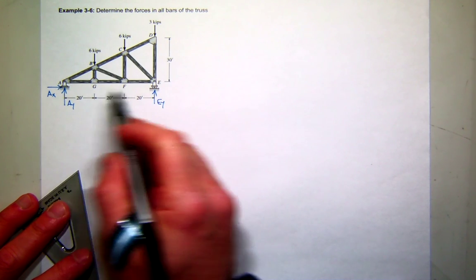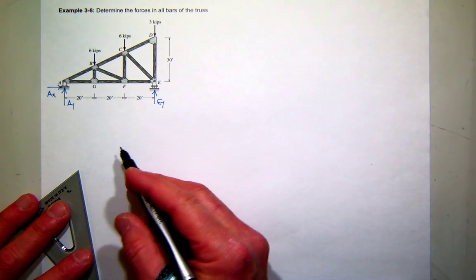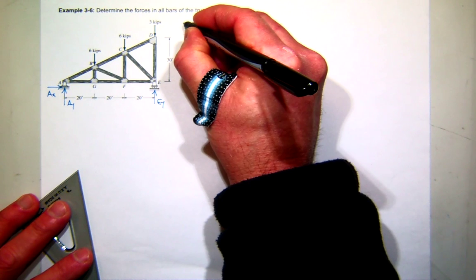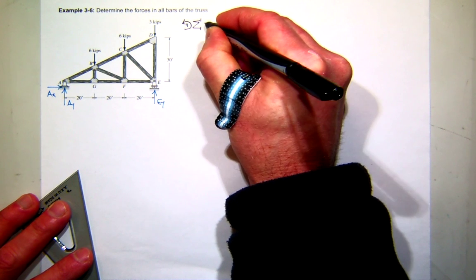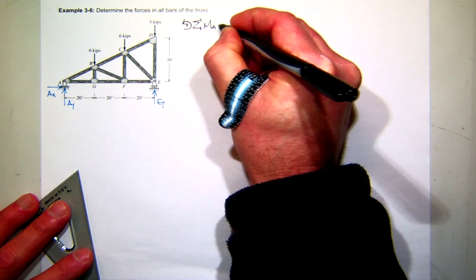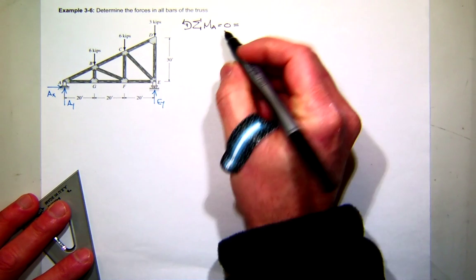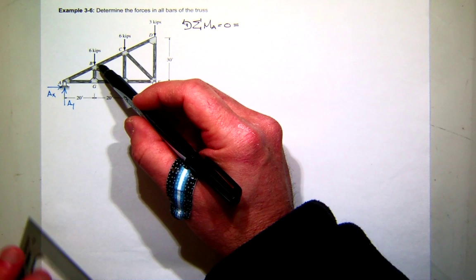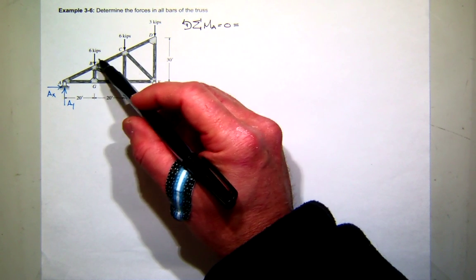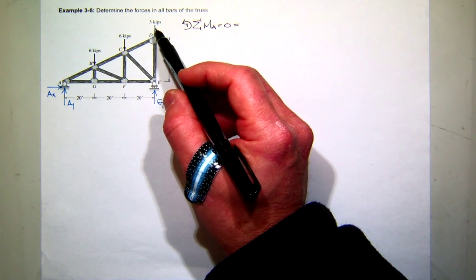So a good place to start is to sum moments about either A or E. I'll do A. So right-hand rule for my sign convention of my moments, and I'll sum all of those at A and make sure they're in equilibrium, equal to 0. So let's look at all the applied forces here. There's 2 6-kip forces and a 3-kip force.